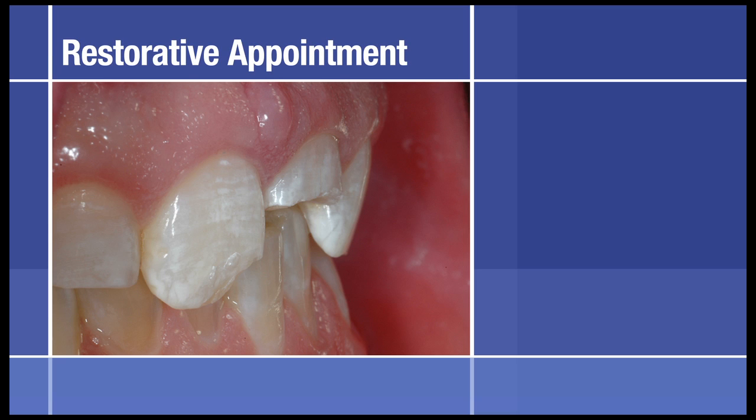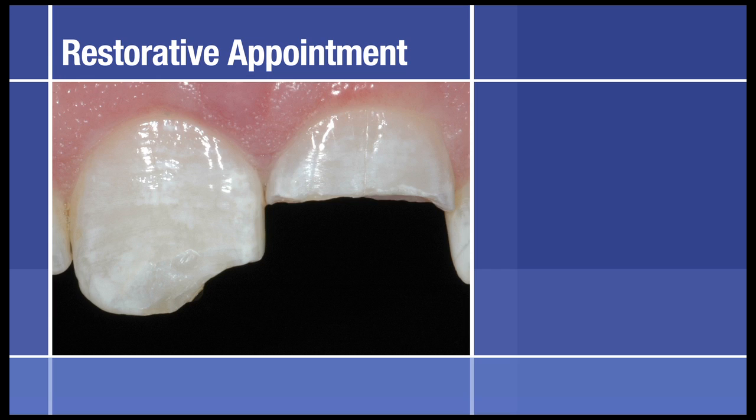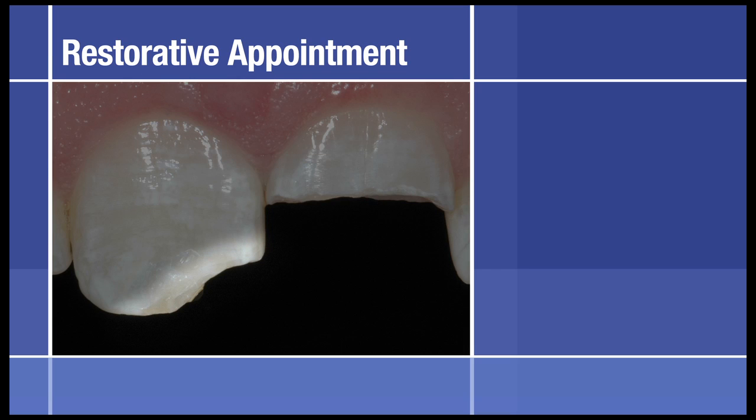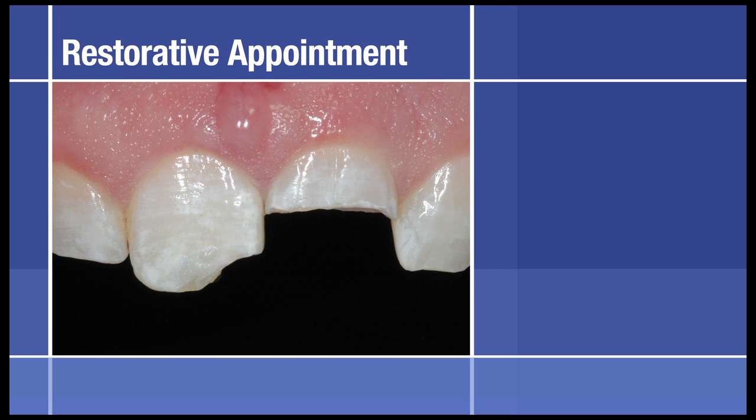So on the day of the restorative appointment, here's how the teeth look. Smaller fracture on tooth number 8, but a very large extensive fracture on tooth number 9. And as I said before, these teeth had no previous restorations. The adjacent teeth also are perfectly intact.